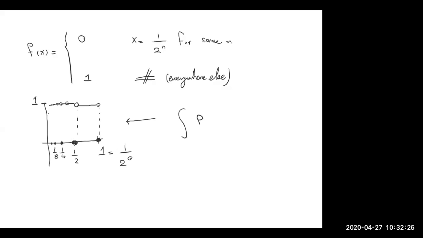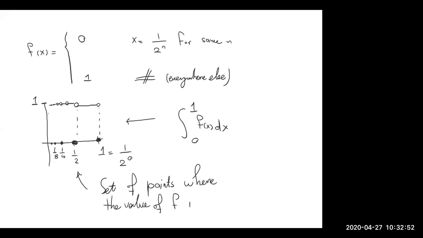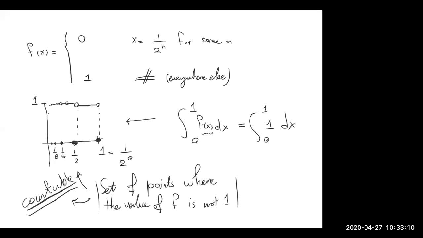Yes, it is integrable. The integral of f of x dx from 0 to 1: as you can see, almost at every point, the value of the function is 1, right? The set of points where the value of f is not 1 is countable, and in some sense, they don't really matter in the integral. So almost everywhere, the value of f is equal to 1. So the integral is just x from 0 to 1, and that's equal to 1. So the integral is 1. Yeah, good. Any question?